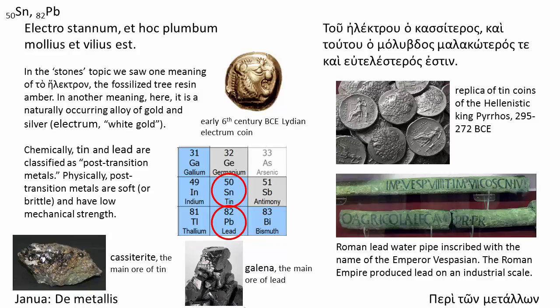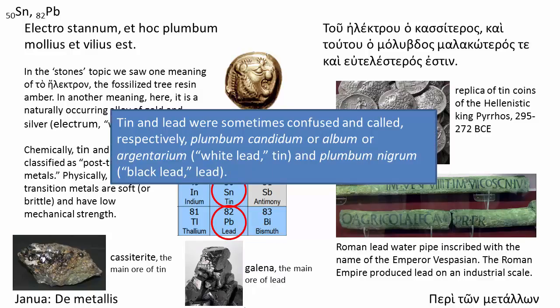In the stones topic, we saw electron meaning amber. Its meaning here is a naturally occurring alloy of gold and silver, which we call electrum or white gold. Chemically, tin and lead are classified as post-transition metals. Physically, post-transition metals are soft, mollis, malakos, and have low mechanical strength. Cassiterite, the main ore of tin, gets its name from the Greek word for tin, ho cassiteros. Galena is the main ore of lead. Tin and lead were sometimes confused and called respectively plumbum candidum, or plumbum album, or plumbum argentarium, white lead, meaning tin, and plumbum nigrum, black lead, meaning lead.